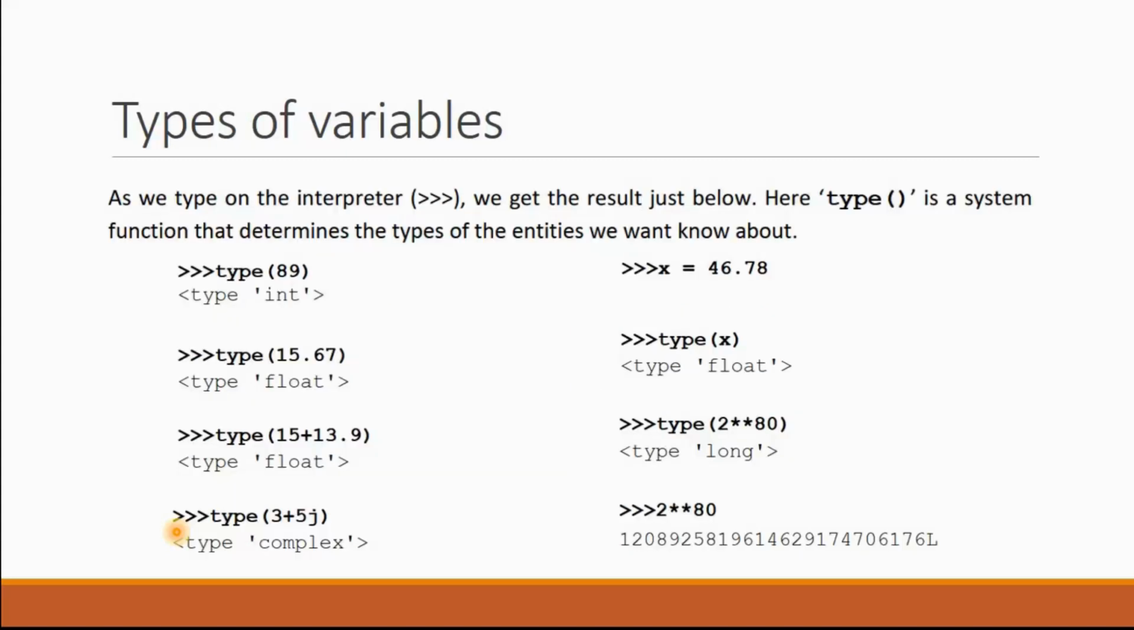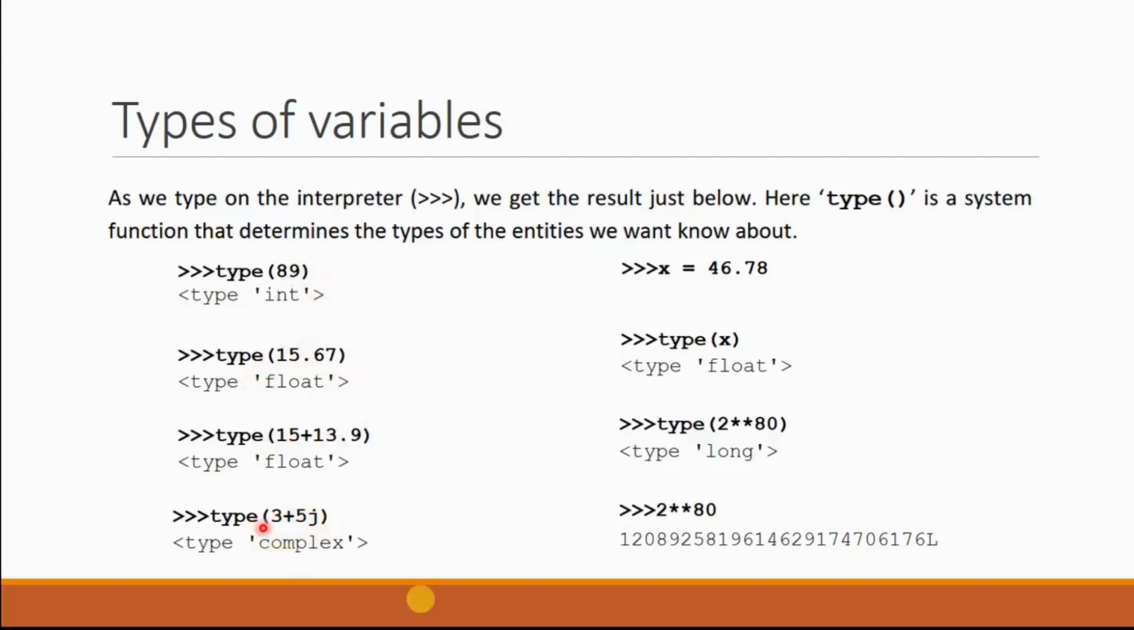So next, let us move on to types of variable. That is an interesting concept that we discussed today. So type is a system function that determines what is the type of the particular entities that we are using. So suppose you write type and write an integer without any decimal places, it will print int as its type is integer. If you print something with decimal points, if you just write 89.0, then it will show it as a float.